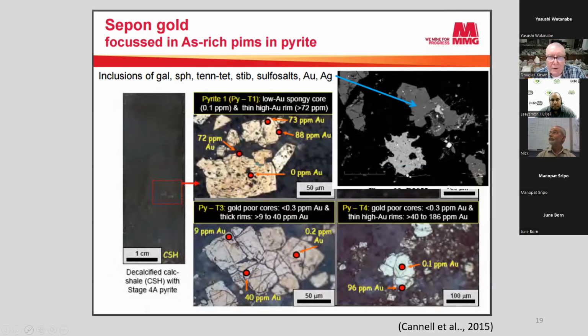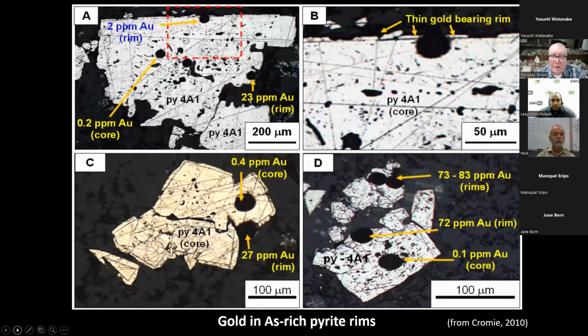We can see in this slide, in this section here, we've got 73 ppm gold and 88 sitting right on the edge of a pyrite rim, and the cores actually have nothing whatsoever. This too shows the same thing, perhaps in a little bit more detail, and the close association of gold on the pyrite rims.